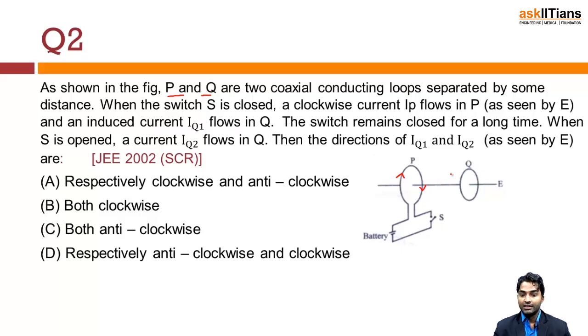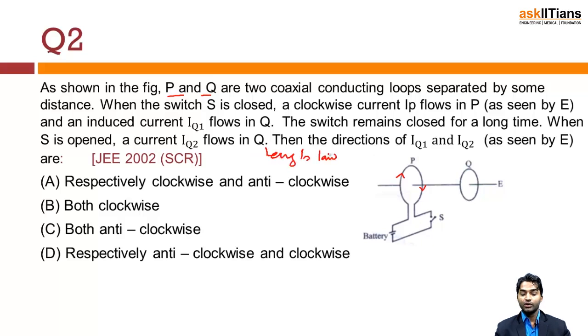Now the switch remains closed for a long time, and then S is opened. In case 2, when S is open, a current IQ2 flows in Q. So what we have to find out is the orientation of the current in case 1 when switch S was closed, and case 2 when switch S was open. This question is based on Lenz's law.